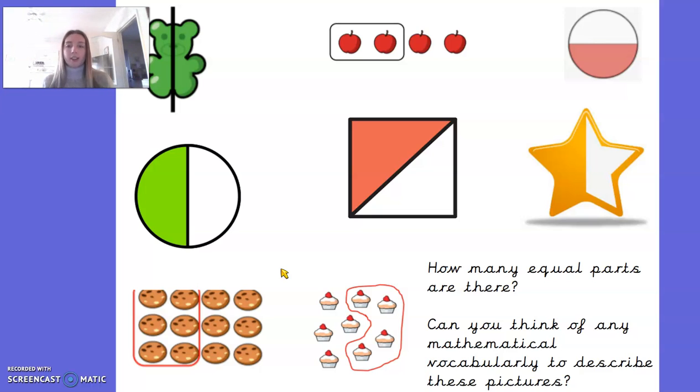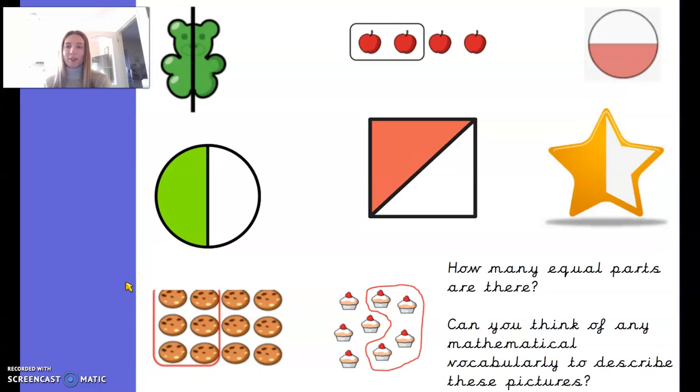So to start with, I'd like you to have a look at these pictures that you can see on the screen, and I'd like you to think about how many equal parts there are in each picture. So have a look at each picture. You might want to pause the video. How many equal parts can you see that each one has?